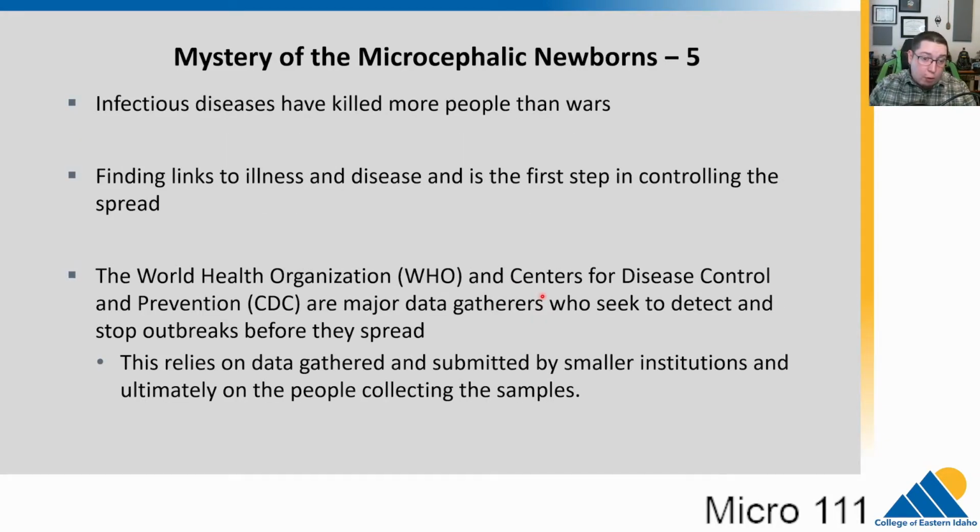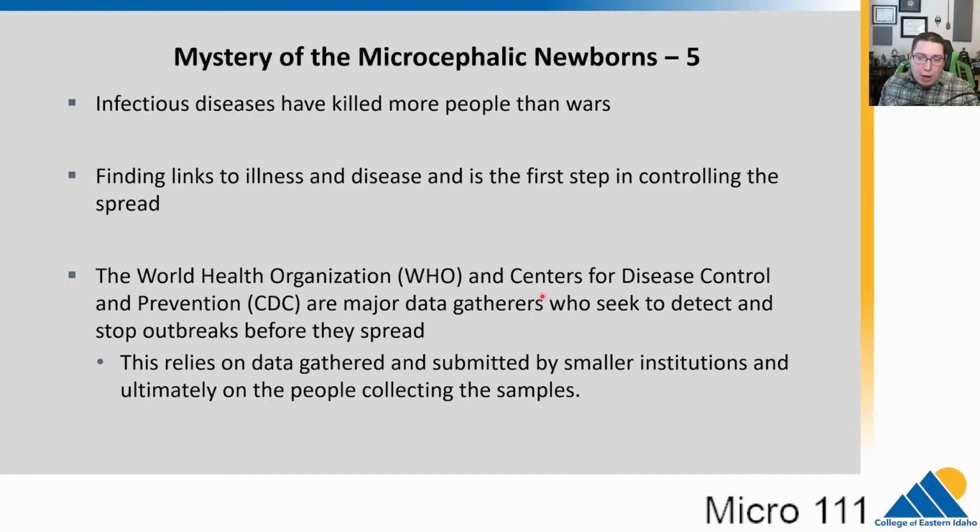When we break it down, right, we talked about this way back at the beginning of the course with Florence Nightingale. Infectious diseases kill more people than a lot of things, right? We think about war. War is devastating. Lots of people die in war. But infectious diseases have killed more people than all of our wars combined. So trying to find links between disease and the organism that causes it and how that is transmitted is critical in stopping that transmission process.